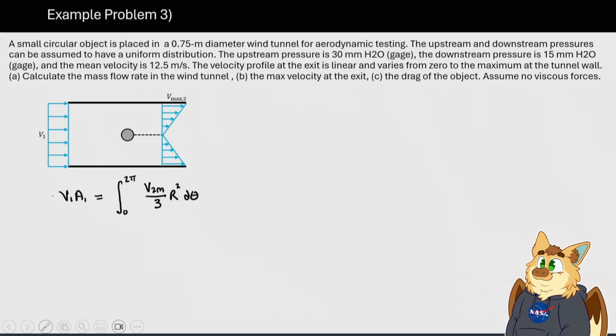And now it should be pretty simple. From here, you just multiply by 2 pi. This is very basic integration. So this final answer would be 2 pi over 3 times v2 max times capital R squared. This will be v1 times a1.